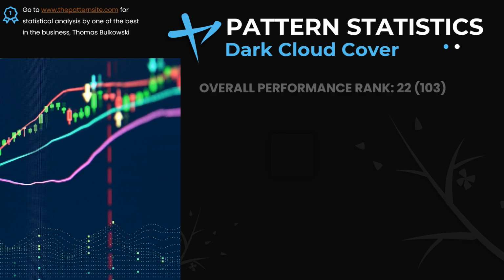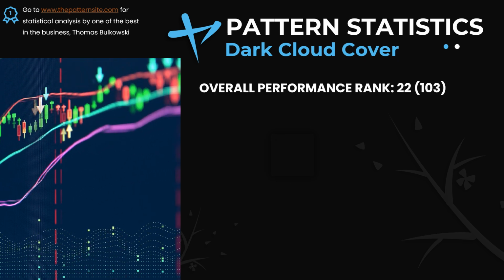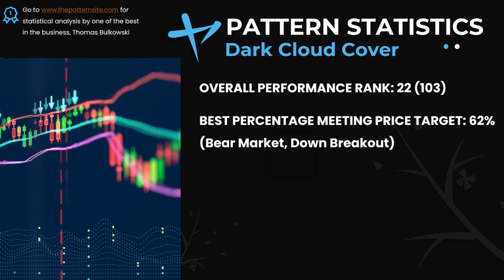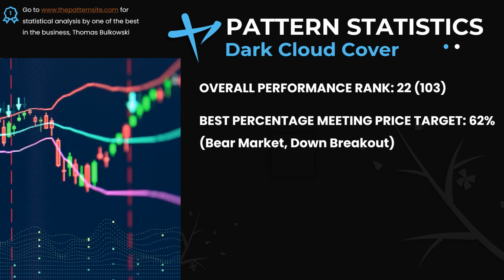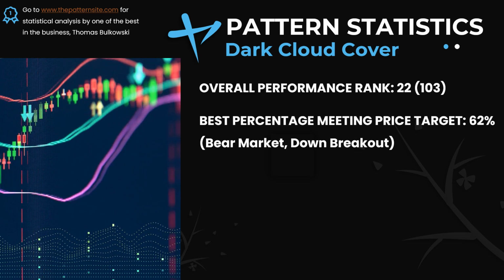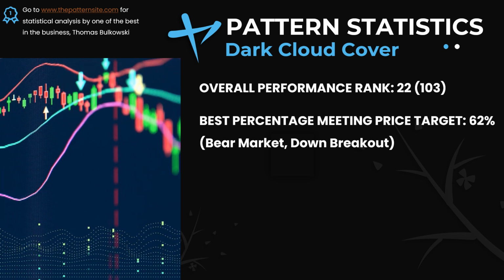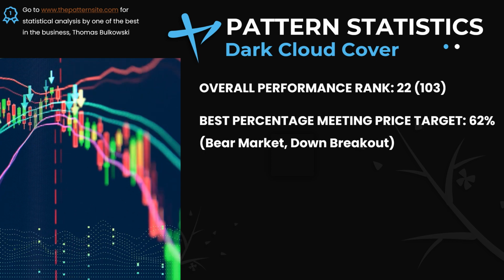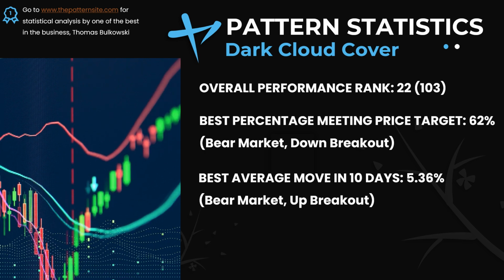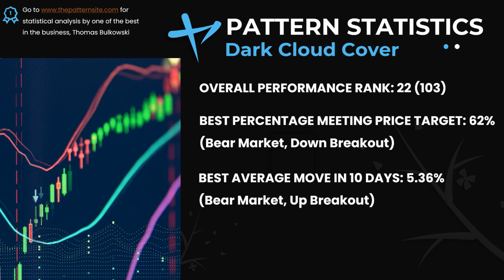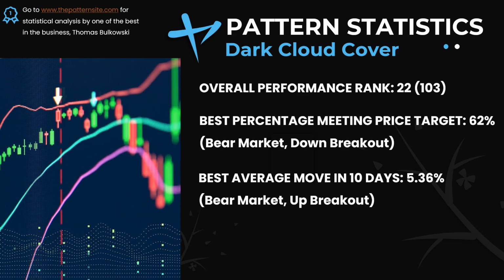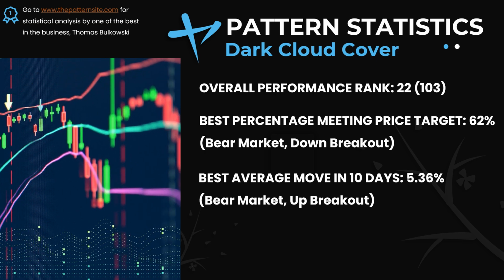Now, overall, we can expect the performance on this 22 out of 103, and the reason being the performance is actually on the higher side because the best percentage meeting its price target is 62% of the time. So not only does this trigger a bear reversal 60% of the time, it can reach that price target 62% of the time, which is why I think Bulkowski gave it a performance rank of 22 out of the 103 patterns that he measures. Now, the best average move in 10 days I thought was interesting: 5.36% to the upside. I've got some examples that will actually show us that, boy, when these do break, they only break for a while and then they turn right around.